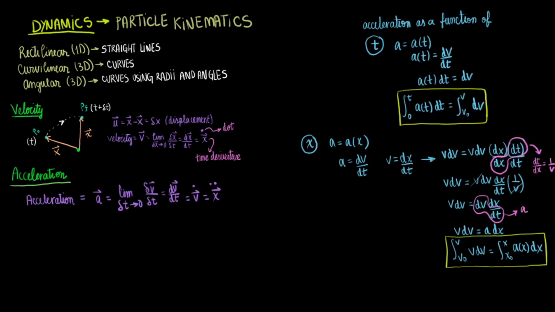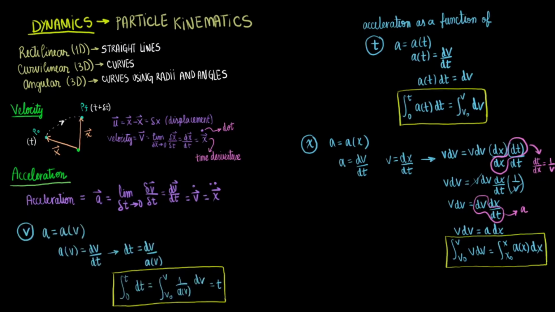Finally, to get a in terms of v, you need to once again remember that a equals dv dt, rearrange this equality such that a is on the same side as dv, then integrate both sides to get your final expression. You will integrate the dt side from 0 to t and the dv side from v naught to v. Notice that the left side equals t.